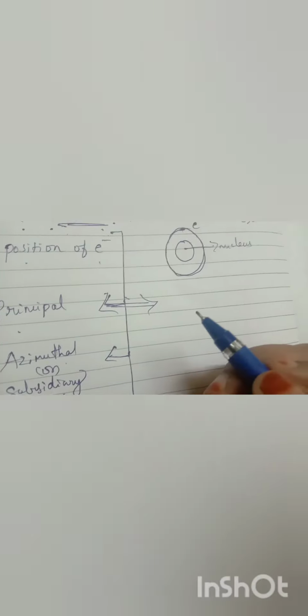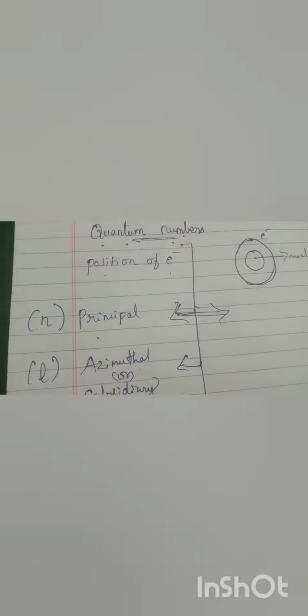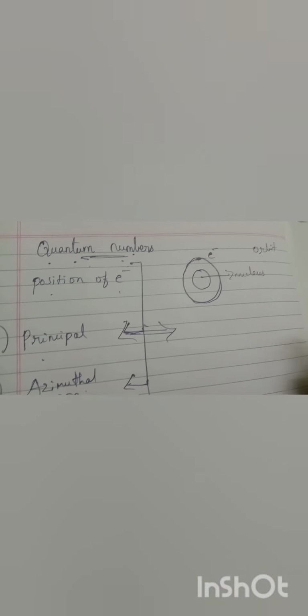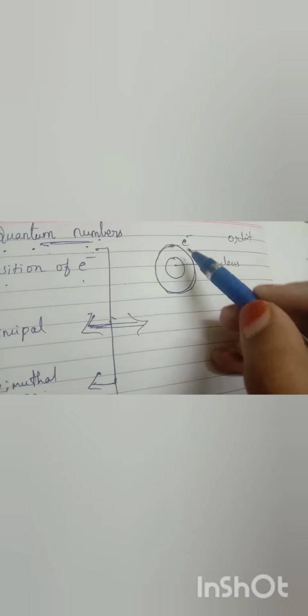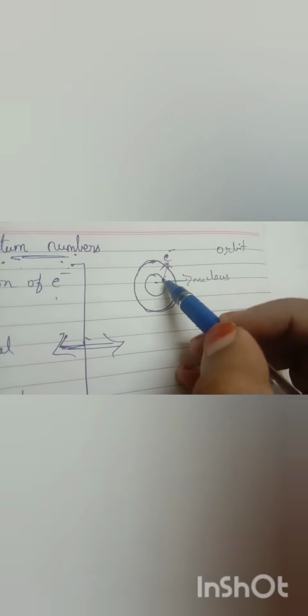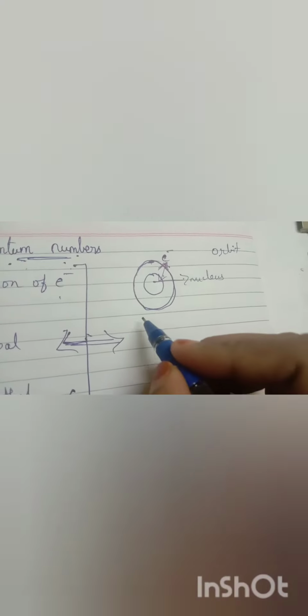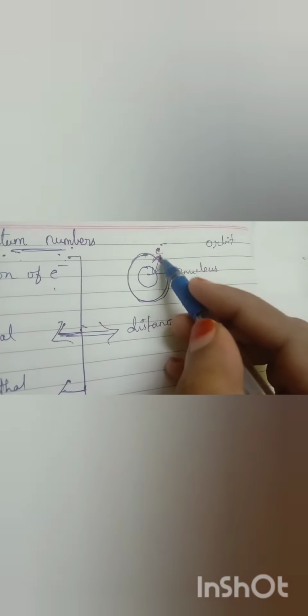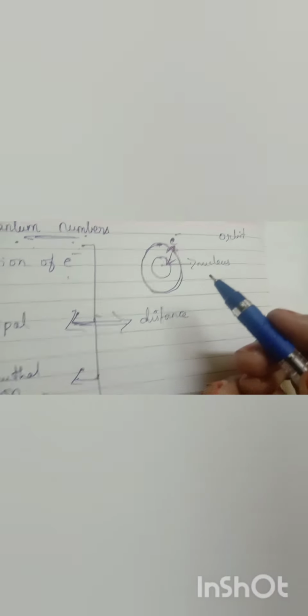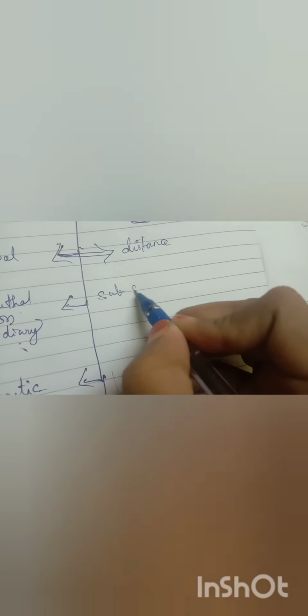Now I explain what is meant by principal quantum number. Why do we use the principal quantum number? To designate the distance between the electron and the nucleus. Next, the azimuthal or subsidiary quantum number, which is denoted as L, is used to designate how many subshells are present in the main energy level.